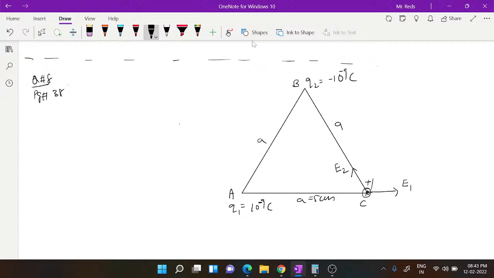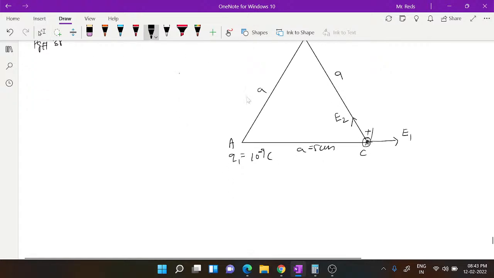What is the resultant of these two? You are asked to find only the magnitude, right? The direction is somewhere in between these two. If you want to know the magnitude, you have to use the parallelogram law. According to the parallelogram law, the resultant field is equal to the square root of E1 square plus E2 square plus 2 E1 E2 cos theta.